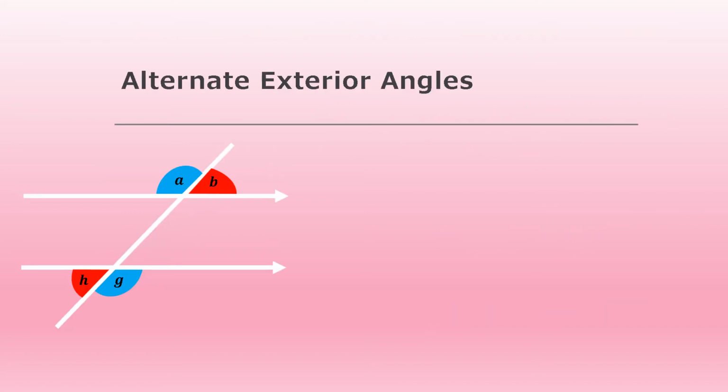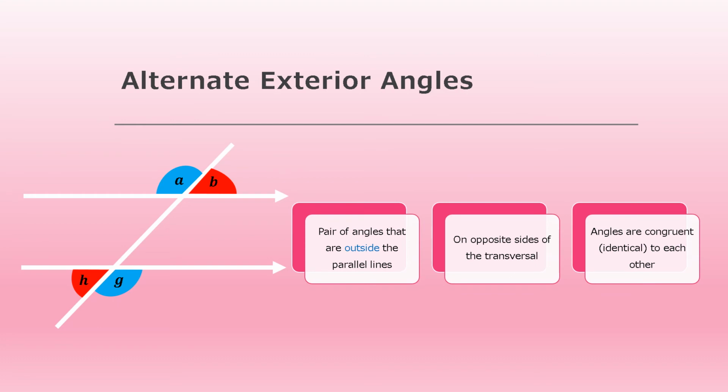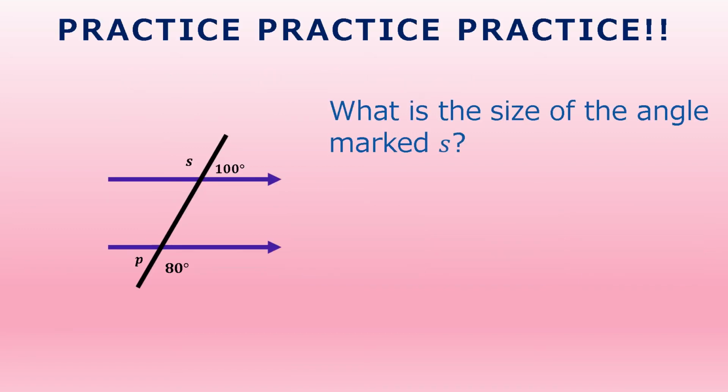Alternate exterior angles. Exterior means it's on the outside. So these would be angles or pairs of angles that are outside the parallel lines on opposite side of the transversal, and these angles will be identical to one another. So it means angles A and G are considered alternate exterior angles, and angles B and H are considered exterior alternate angles. Practice, practice, practice.